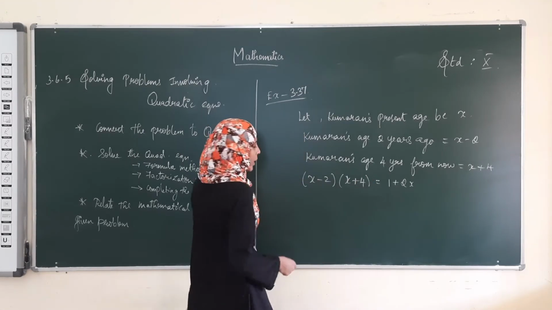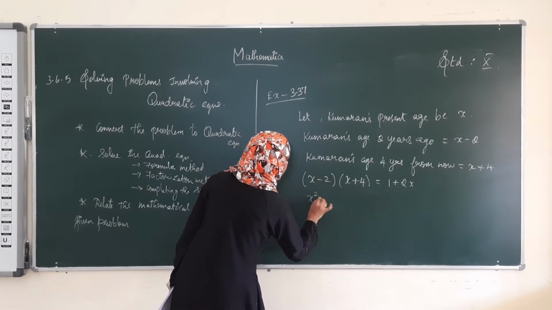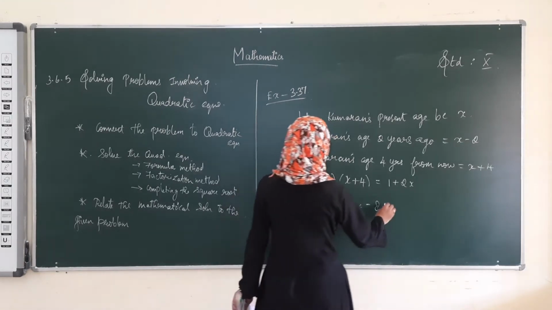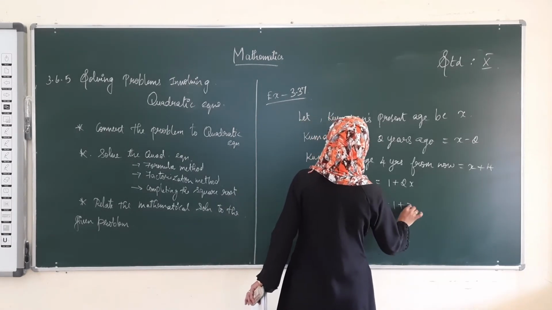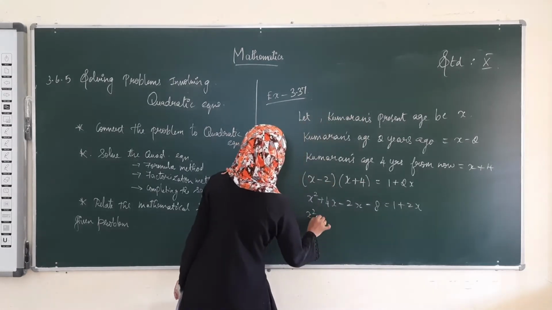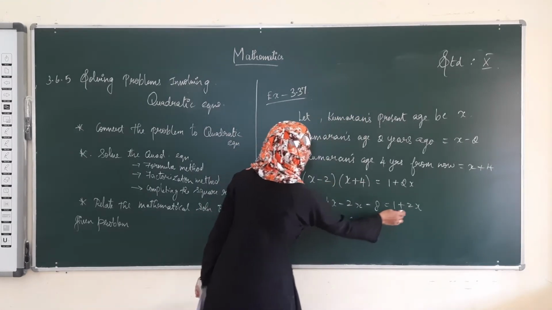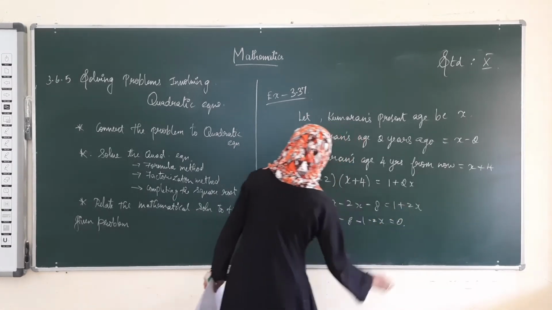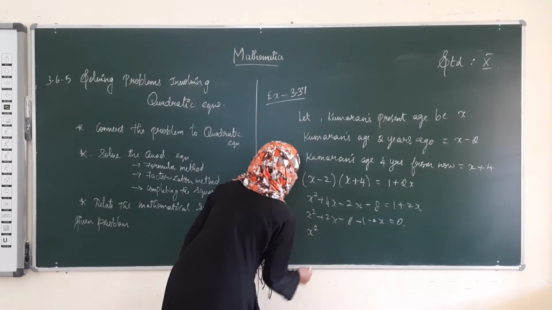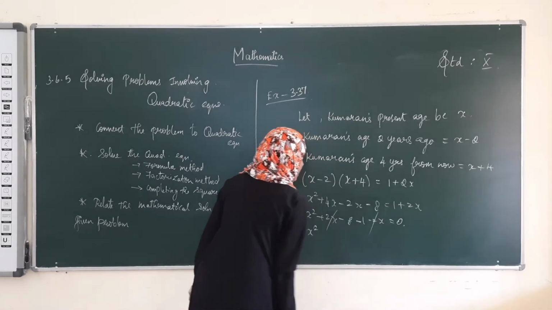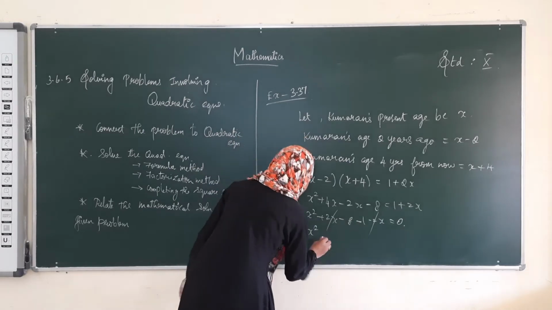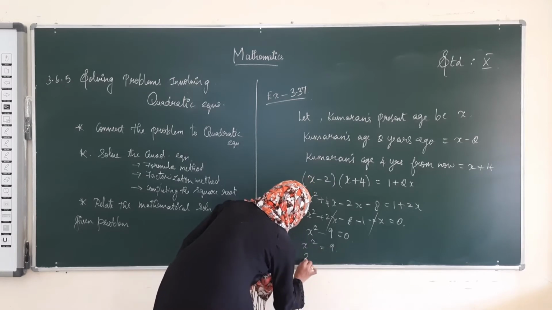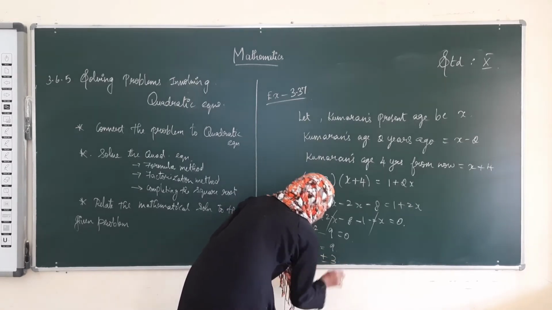Solve this, you get the quadratic equation. x square plus 4x minus 2x minus 8 is equal to 1 plus 2x, that is, x square plus 2x minus 8. Take these two terms this side. This becomes minus 1 minus 2x equal to 0. The 2x and minus 2x get cancelled. This is minus 8 minus 1, which is minus 9, equal to 0. Therefore, x square is equal to 9. x will be plus or minus 3.